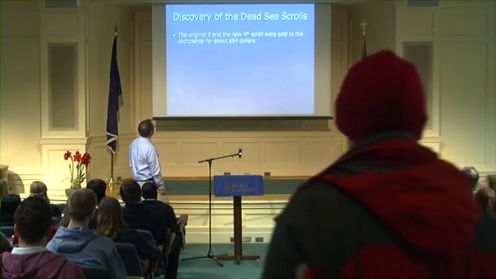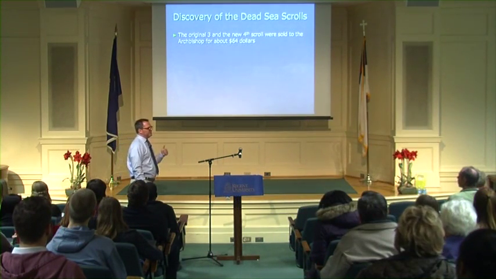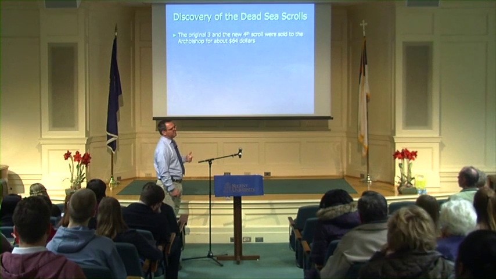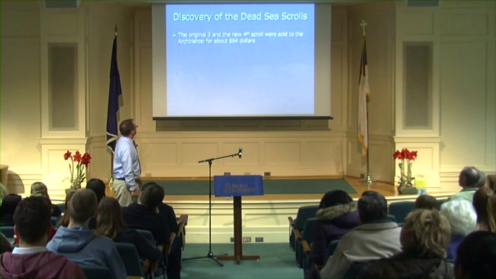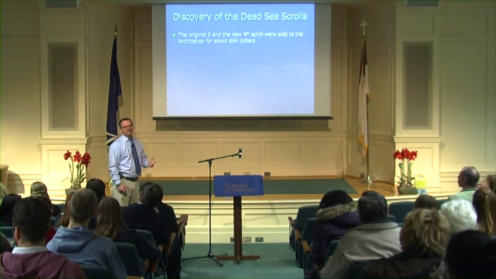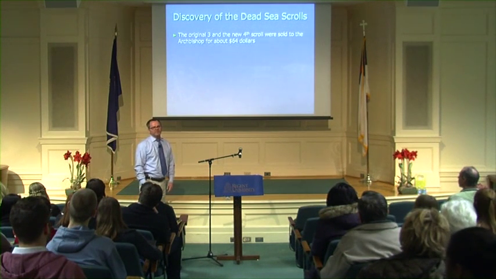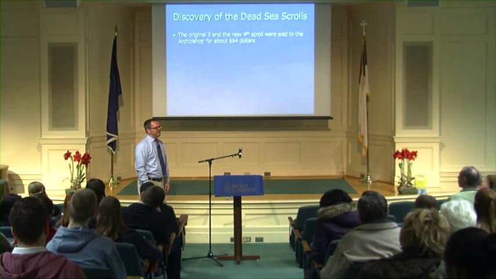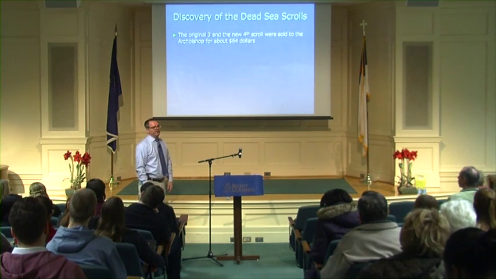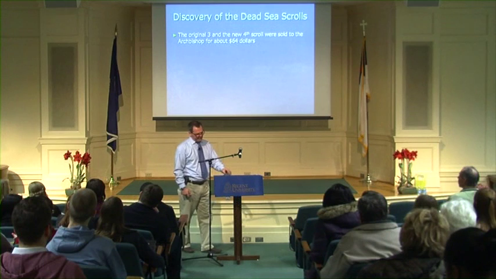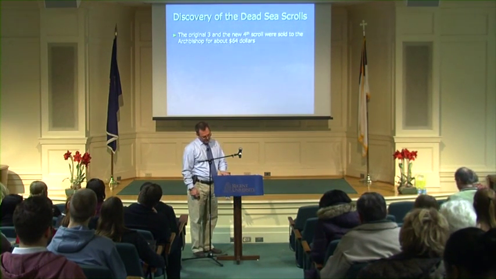Next slide. The original 3, this is going back to the Isaiah scroll, 1QS, and Pesher Habakkuk, were later sold to the Archbishop Samuel for $64, still a bargain. I mean, of course, 1948 or 1949, I don't know how that would play out. Still not near anything what they are actually worth nowadays. So somebody was still getting a bargain.